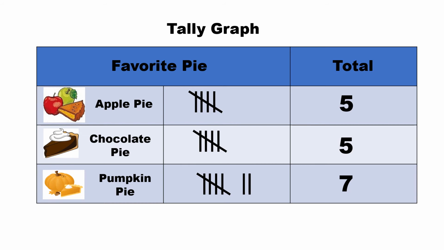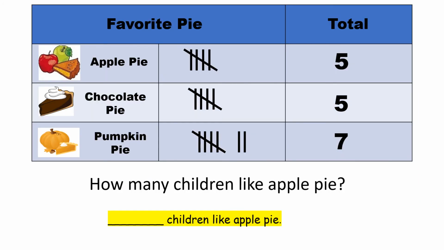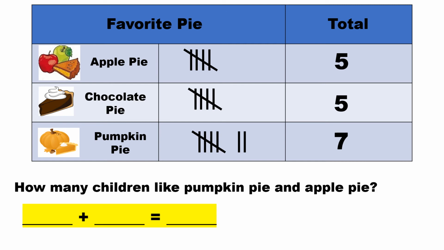So we're going to continue and we're going to start answering some questions about these different pies. Here's our first question. How many children like apple pie? Well, we need to find out. And if we go up there to the first row where it says apple pie, we know how many because we filled that in earlier. And how many children are there? Yeah, 5, and there they went. 5 children like apple pie. And that's not the only question we can ask. So let's move on to the next one.